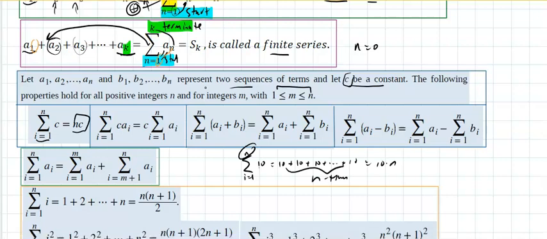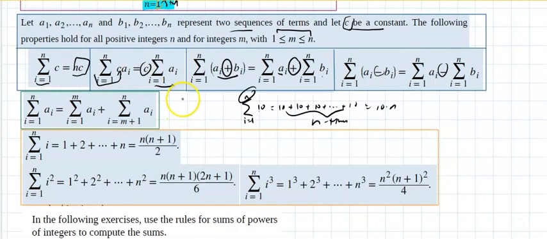If you are taking the series and there's a constant involved, you could drag the constant up front, do the series and multiply this one by that. If you're adding two different sequences and you're taking the series of that, you could take the series of the first, the series of the second, and add the results. Similarly, you could subtract those.